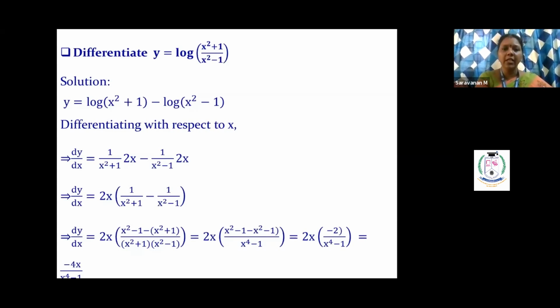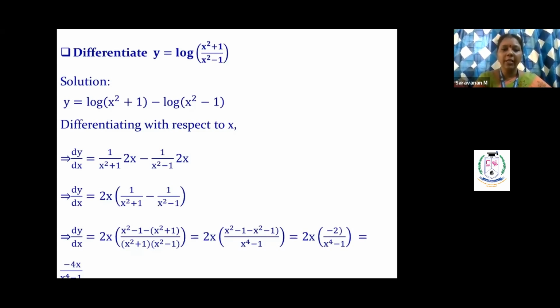Log of x squared minus 1 also, x squared minus 1 should be taken as the single variable. So if we are considering that as a single variable, log of the single variable is 1 by that variable. So 1 by x squared minus 1 we have written, and then the derivative of the function inside that log. x squared minus 1. So what will you get? It is 2x. Okay. Now dy by dx is equal to, both the term has 2x. So we can take it as common. So taking 2x common and simplifying.